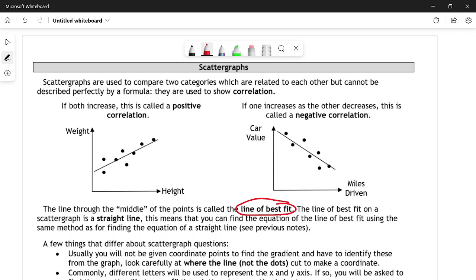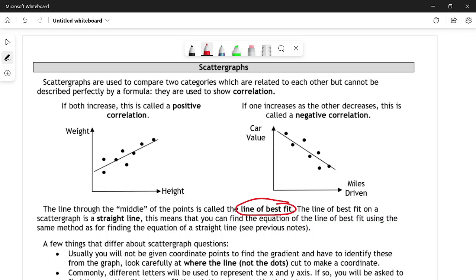A negative correlation would look like the right hand side. If you think about a car, on the y-axis we have the car value, on the x-axis we have the miles driven, and that's just common sense. The longer you drive a car for, the less valuable it is. So as miles driven goes up, value goes down, and then you get this straight line, think of it like a negative gradient. That's exactly the idea. You would get a negative correlation here.